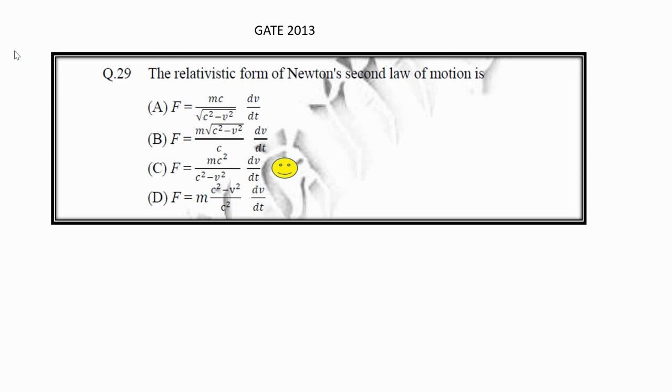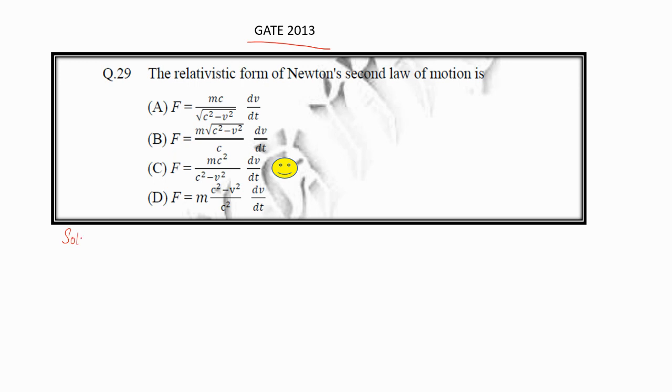So, the first question is from GATE 2013. I'll read the question. The relativistic form of Newton's second law of motion is. That means, in this question, you have to find out the relativistic form of Newton's second law.